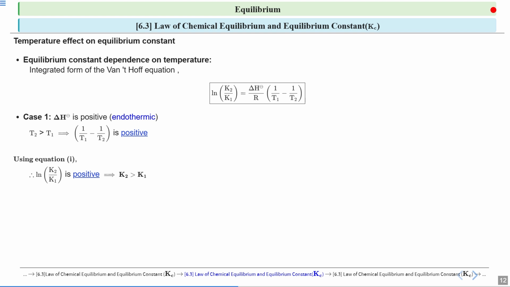If you are taking an ln value less than 1, then it will always give you a negative value. And if you are taking an ln value greater than 1, or greater than 0, I would say, not 1, then in that case your ln value will always be positive. So K2 will be greater than K1. So finally you can say, if you are increasing the temperature for an endothermic reaction, then the Kc value will increase. You can see that at a higher temperature, T2, the K2 value is greater than K1 at the lower temperature T1.